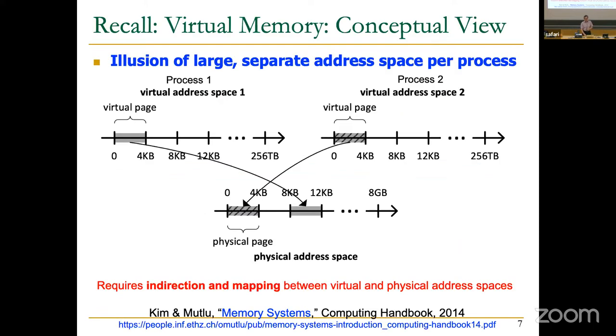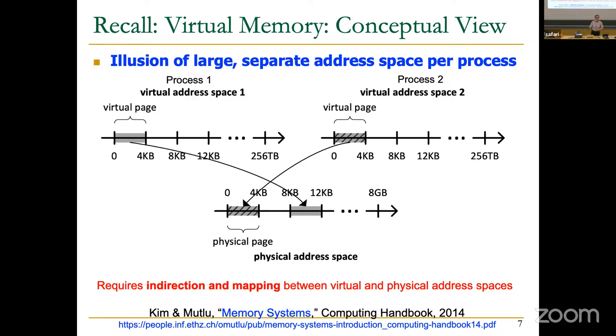And recall, virtual memory is really providing the illusion of a large separate address space per process. And this is a nice picture that I like using. Essentially, each process has its own virtual address space, which is large. And then physical memory is small. You have this indirection and mapping mechanism that maps the virtual address space of each process to portions of the physical address space. And there's a management system that ensures that the programmer doesn't need to deal with managing the virtual address space or the physical memory in any of the programs.